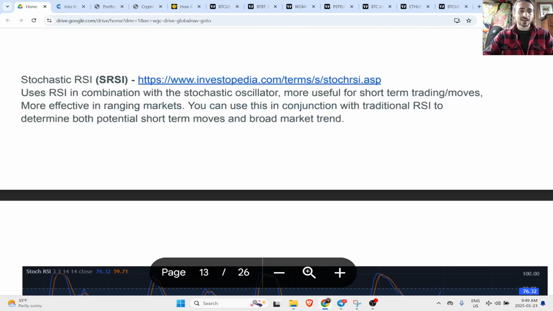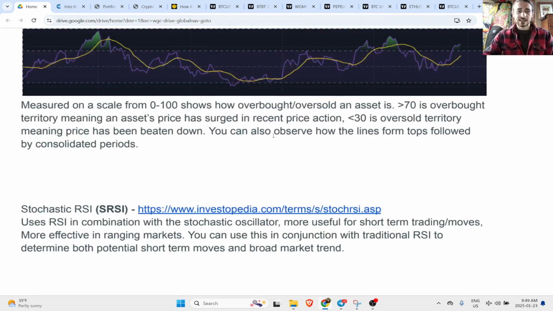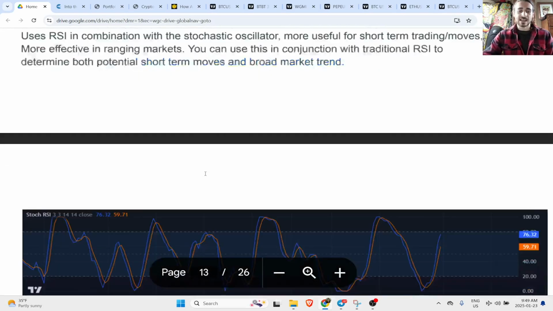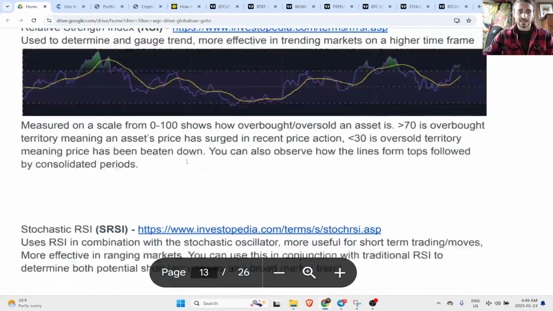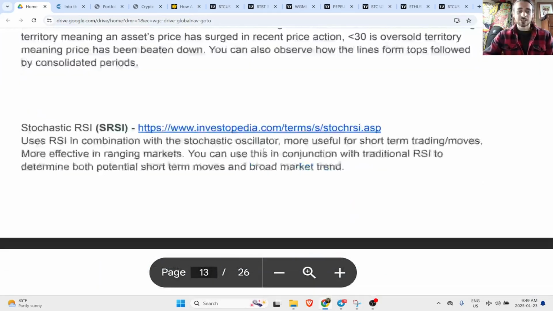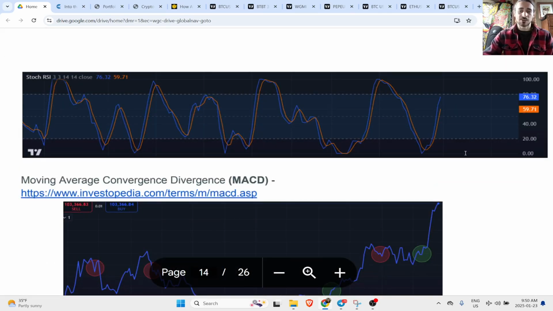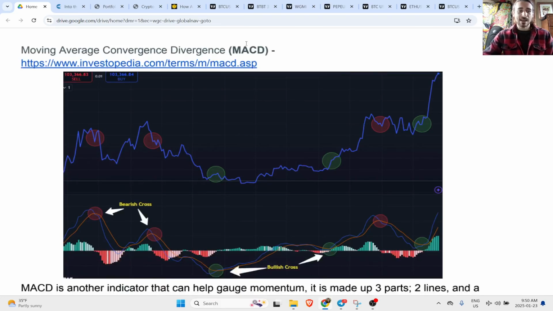We have the stochastic RSI. This uses RSI in combination with a stochastic oscillator, so this is more useful for short-term trading. Similar to the RSI, again, it gives us that oversold, overbought nature of the assets. But you can see here there is a lot more noise and it's a lot more cyclical. So that's why it's more useful for those short-term moves. Kind of using RSI to gauge macro trends and then using the stochastic RSI to cover intraday or short-term price movements.